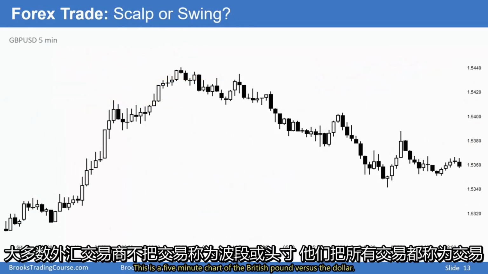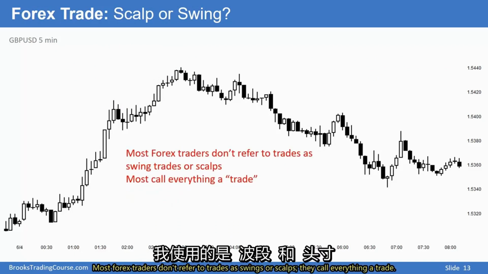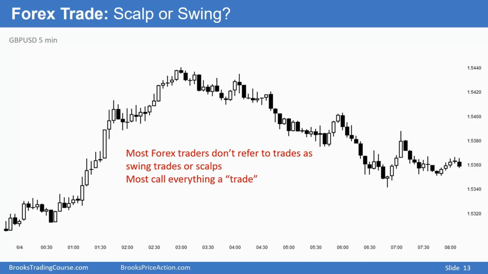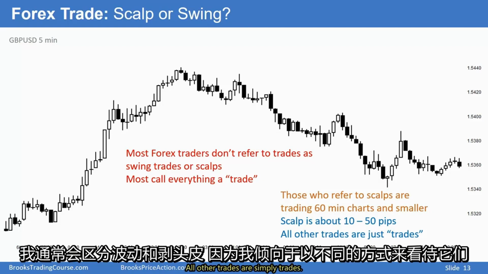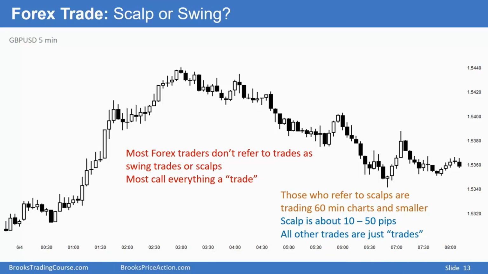This is a 5-minute chart of the British pound versus the dollar. Most Forex traders don't refer to trades as swings or scalps. They call everything a trade. I use the term swings and scalps. Traders who do refer to trades as scalps are trading on 60-minute charts or smaller, and a scalp is between 10 and 50 pips. All other trades are simply trades. I usually distinguish swings and scalps because I tend to think of them differently.